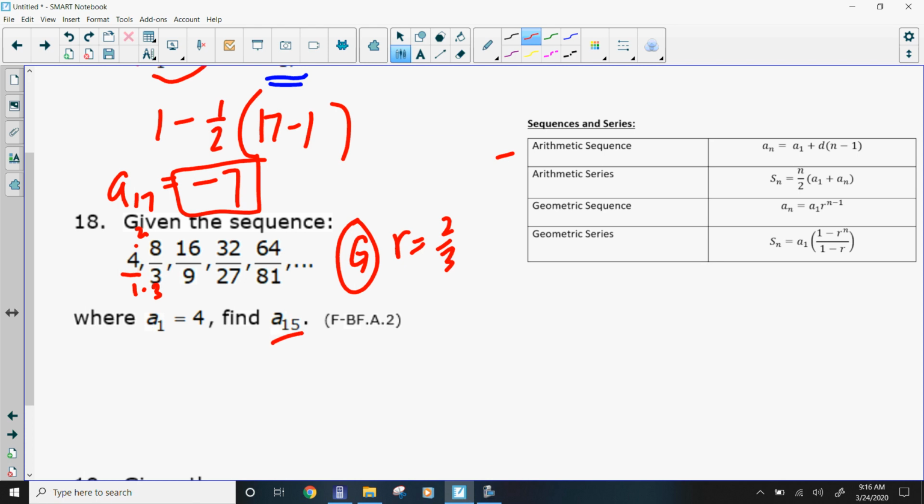So if I want to find the 15th number in the list, I go to my geometric sequence formula. I'm going to use this formula here. I need to know the first number, which is right here. So it's 4.